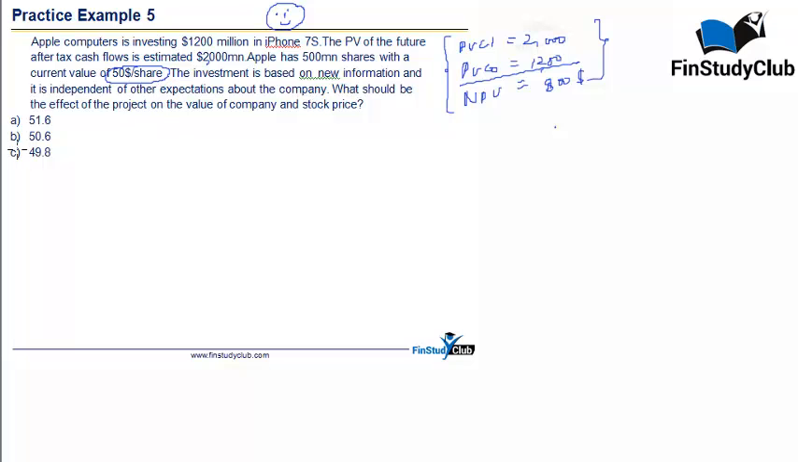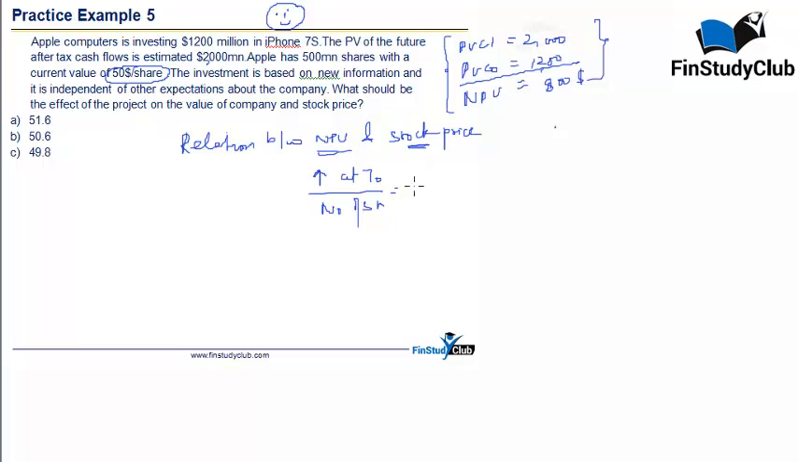The question is, what should be the effect of the project on the value of the company and the stock price? Now the fundamental in this question is the relationship between the net present value and the stock price. Your net present value is basically the increment in the shareholders' wealth. Bear in mind that net present value is always at T0.